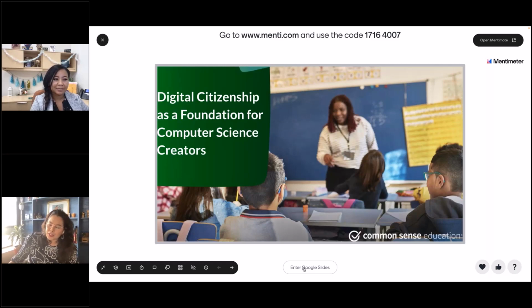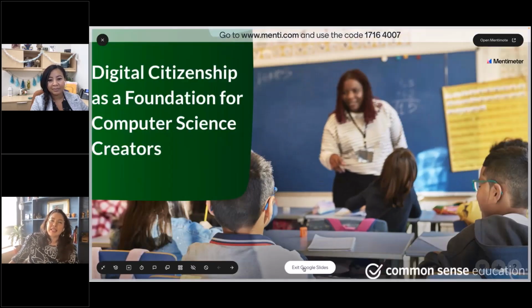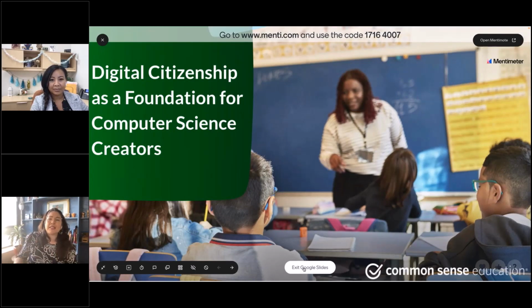So as Abby mentioned, about 18% of these CSTA standards, these computer science teaching standards, are centered on digital citizenship. So a lot of the work that we're talking about today is going to be highlighting what that means and how to build that foundation and give some examples of ways in which we can help our students with some of these digital citizenship skills, but also relate them specifically to the computer science skills that they are going to need to be successful creators as they work in our classrooms and eventually out into the field.